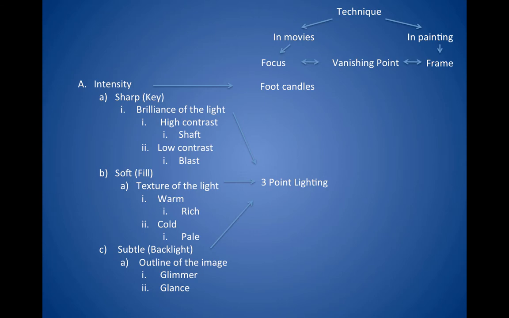So if we just add the soft fill light without the key light, then it's all going to be soft. It'll be richer or warmer. Whereas if we add the key and the fill and really blast it out, it might be cold and pale. So our choices take place there. And the backlight, the outlining of the image with a glimmer or a glance, that intensity is less and either fills out the picture or makes it very, very subtle.